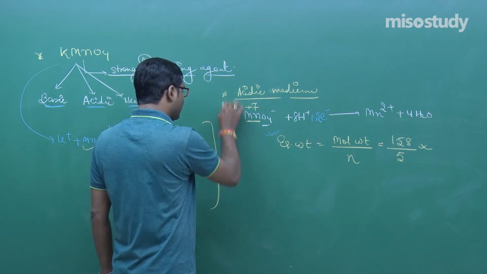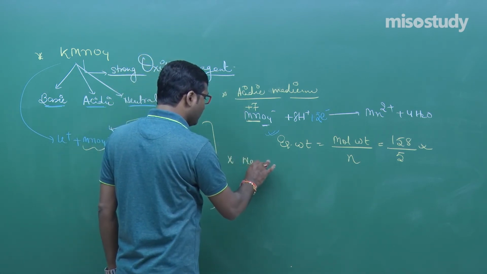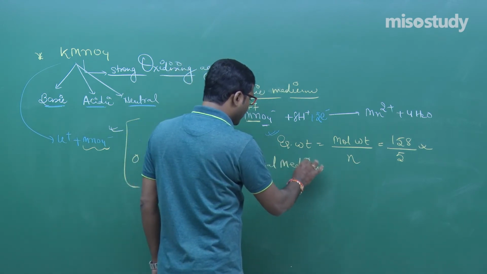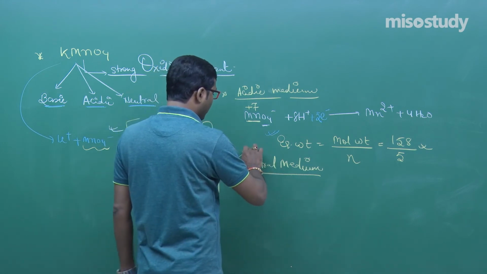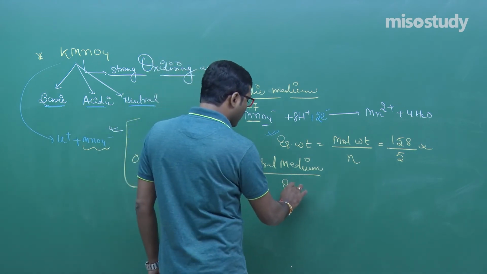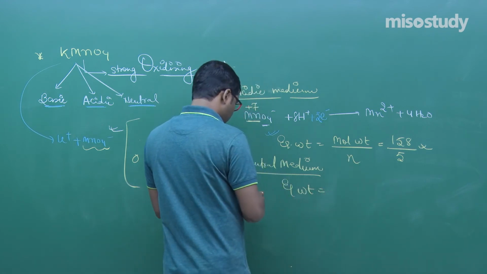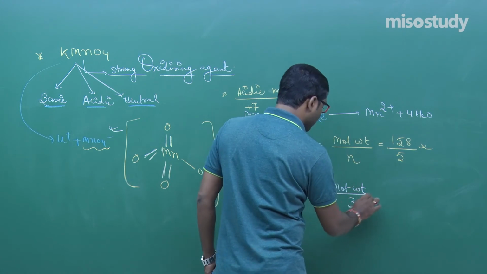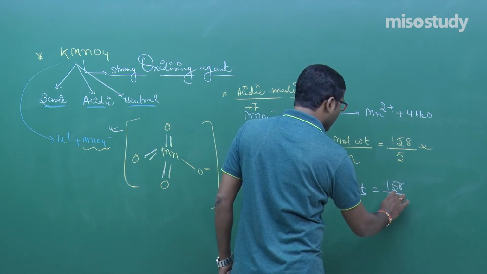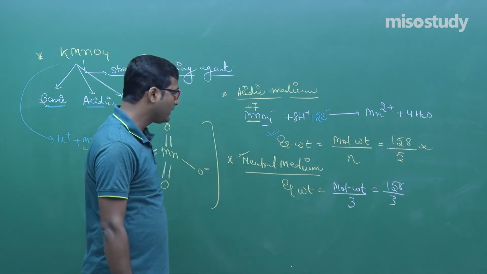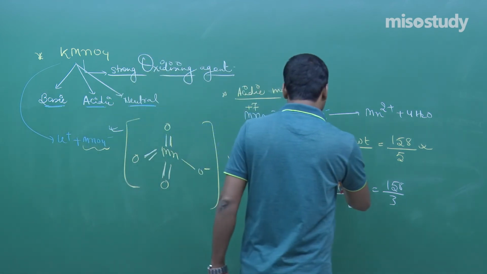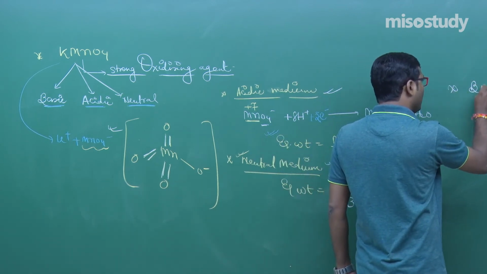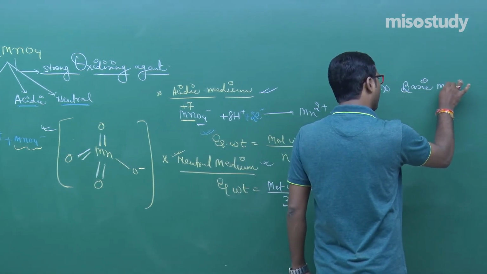Now if anyone asks you what is the case of neutral medium, similar happens. In neutral medium, the number of electrons gained is 3. So the equivalent weight in neutral medium is, my friend, molecular weight upon 3, that is 158 upon 3. This is the case. The equivalent weight is always changing, it is not fixed, but the molecular weight is always fixed.